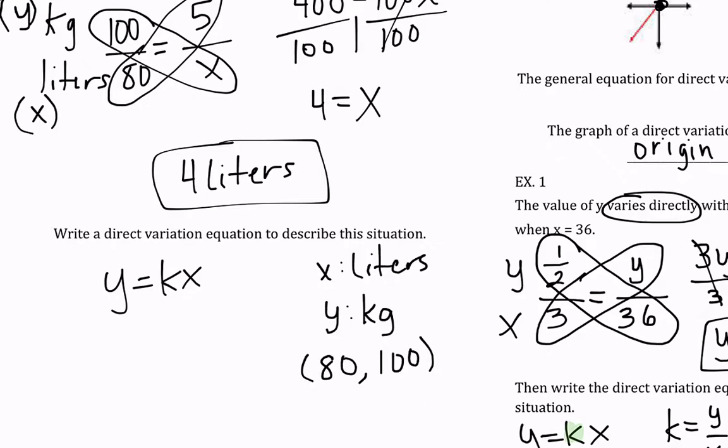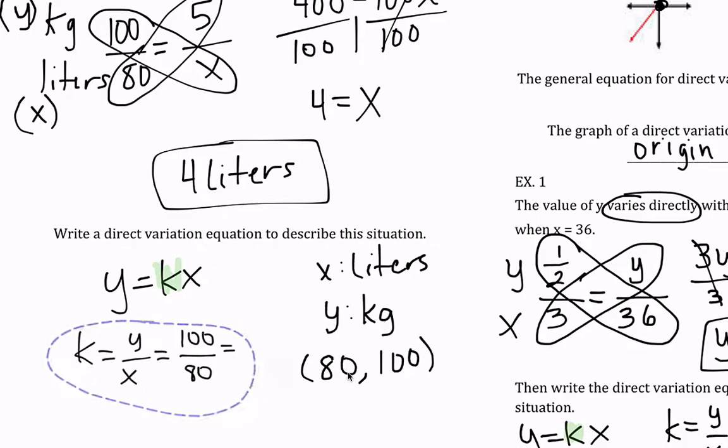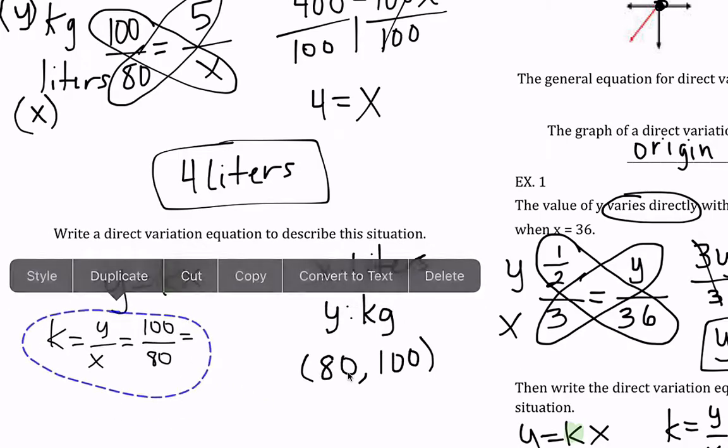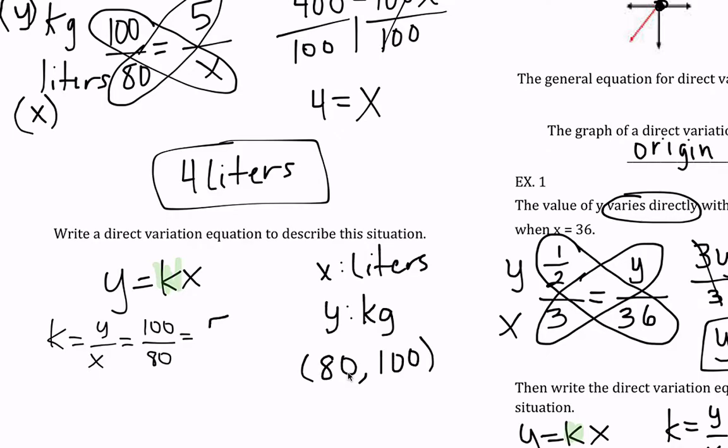Okay, so remember to find K, we're going to take our y and divide it by our x. Well, our y from this point is 100. We're going to divide it by our x, which is 80. And simplify. 100 divided by 80 simplified is going to give me 5 over 4. So we just calculated K.